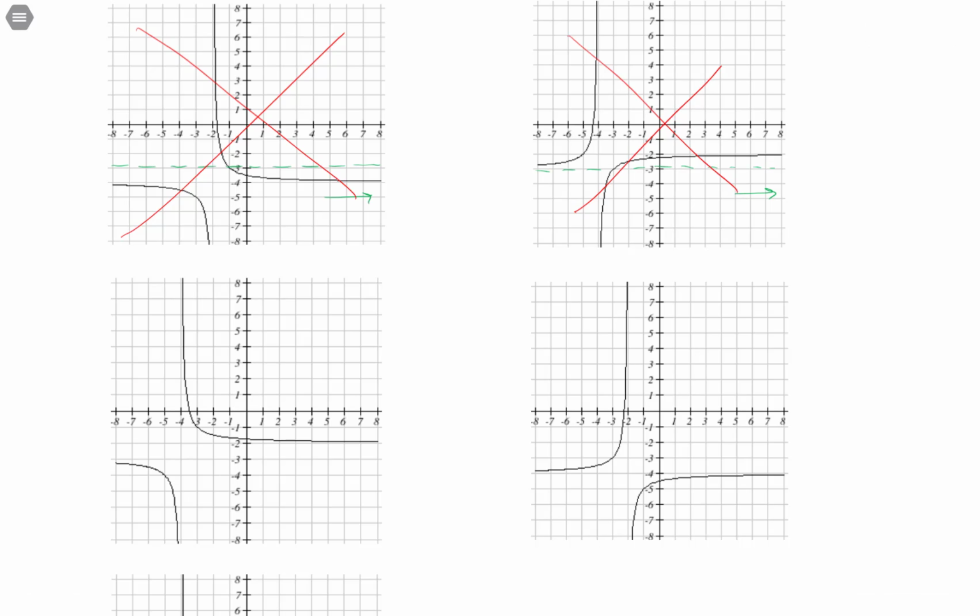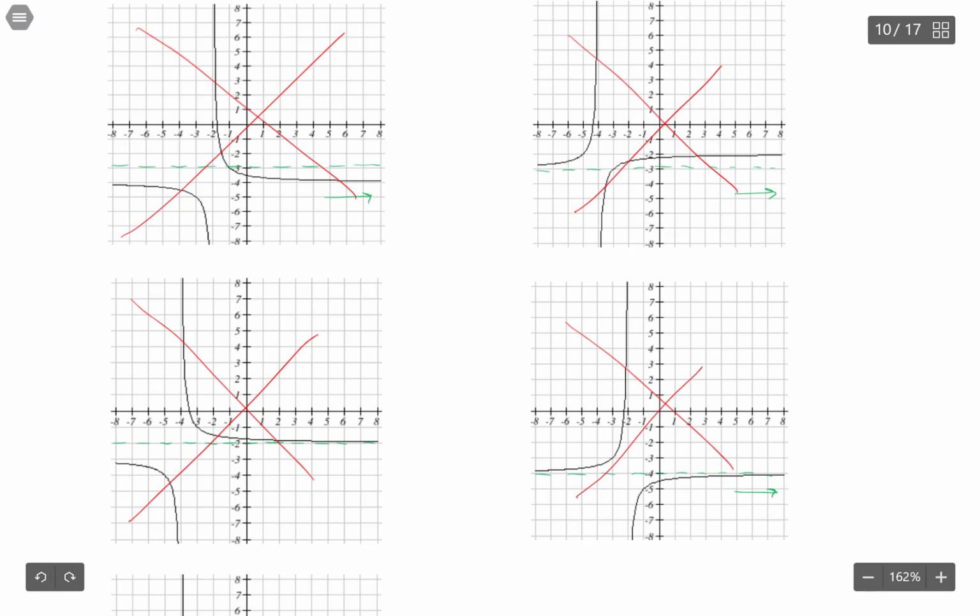Now, in the next one, the horizontal asymptote is at negative 2, so that's not the case. We need it to be at negative 3 as we go to positive infinity, so there's another one out. This one has an asymptote as x goes to positive infinity of negative 4. That's not a possibility either.